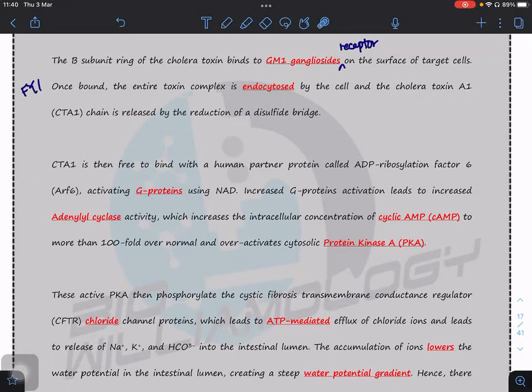Then this CTA1, cholera toxin A1, is free to bind with a human partner protein called ADP ribosylation factor 6, ARF6, activating the G protein, again using NAD. Increased G protein activation leads to increased adenylyl cyclase activity, which increases the intracellular concentration of cyclic AMP, more than 100-fold over normal, and over-activates the cytosolic protein kinase A. So again, G protein activated, adenylyl cyclase activity increases, cAMP, the second messenger, then activates protein kinase A. This part you need to know, as general G protein-coupled receptor activity.